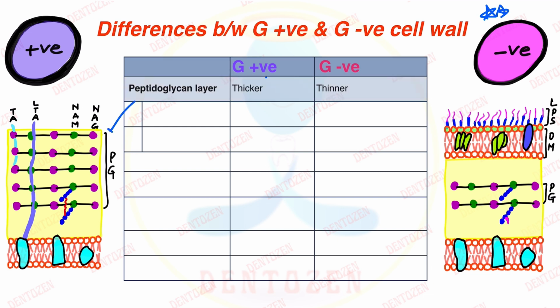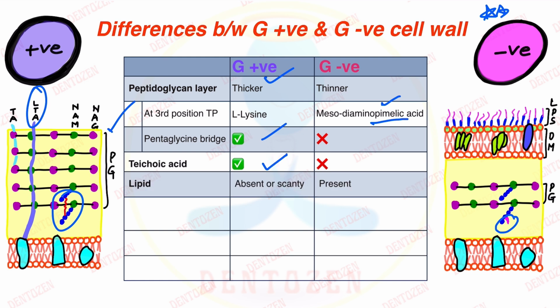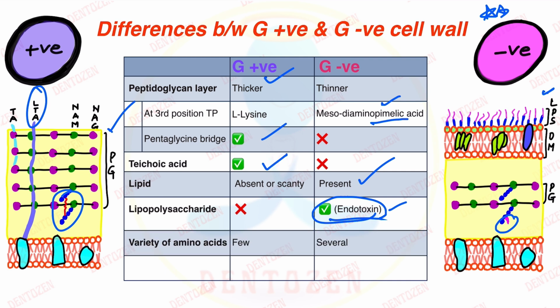Then within peptidoglycan, diaminopimelic acid is present in gram negative, and pentaglycine bridges are present in gram positive. Then the second important component, teichoic acid, is present in gram positive and absent in gram negative. Then what about lipids? Lipids are present in gram negative. Lipopolysaccharides, lipid A endotoxin, are seen in gram negative. Then several amino acids are present, and also aromatic and sulfur containing amino acids are present in gram negative. So those are the differences.